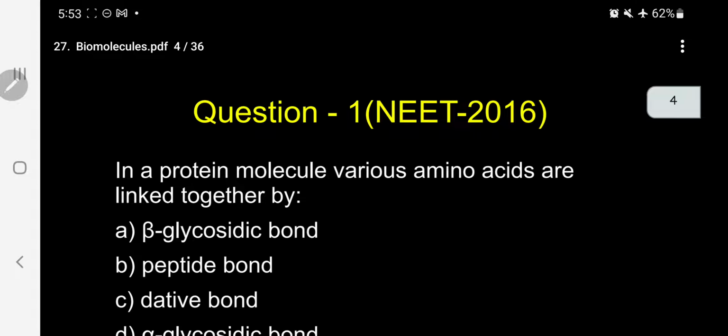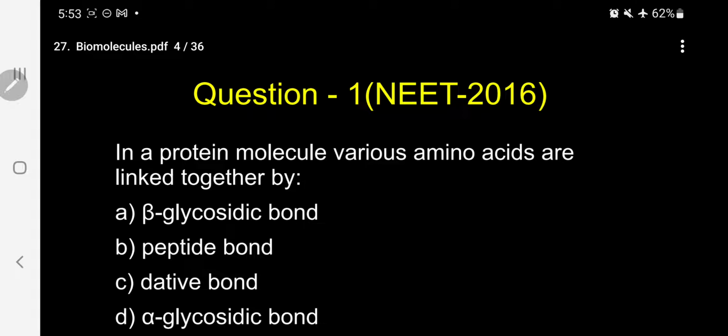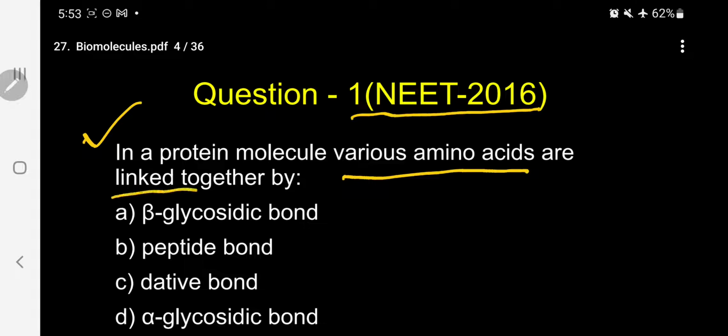Okay, so let me take the first question. Question number 1, which was asked in NEET 2016. Let me read the question, please follow. In a protein molecule, various amino acids are present, linked together by A, beta glycosidic bond, B, peptide bond, C, dative bond, D, alpha glycosidic bond.